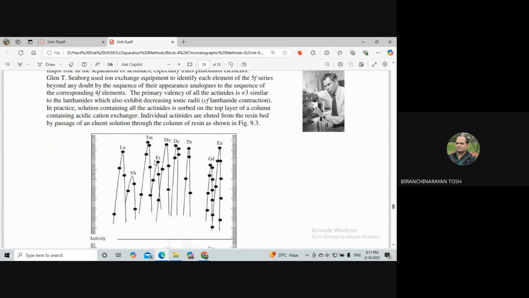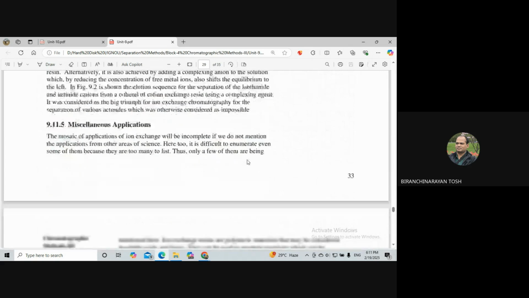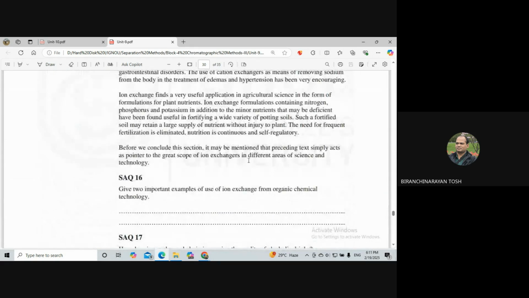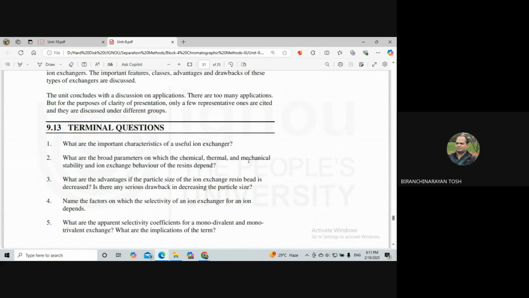Separation of actinides. Then miscellaneous applications. Okay, then some summary and some terminal questions.